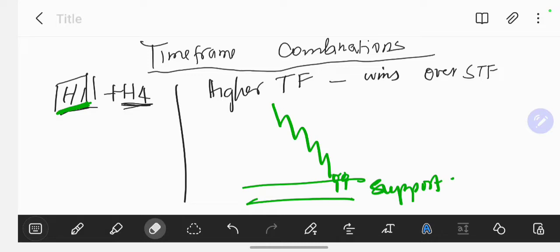Let's just find it on a chart. But I just want to show you that sometimes it's very possible that this one goes in one direction and then this one goes in the opposite direction. Obviously, in such cases, we are going to go with H4.